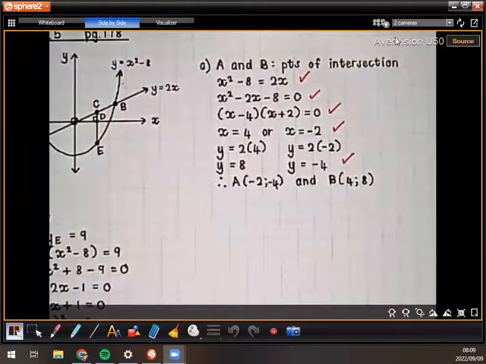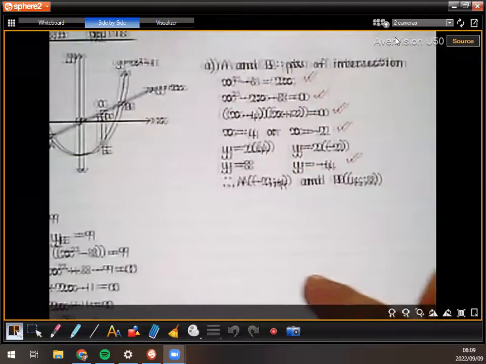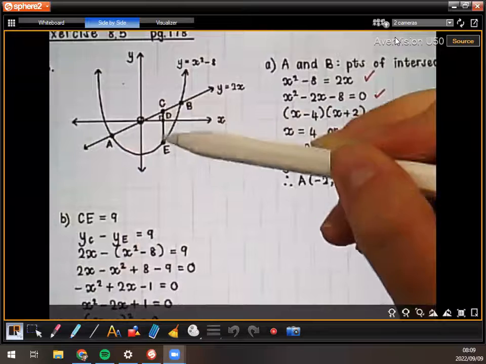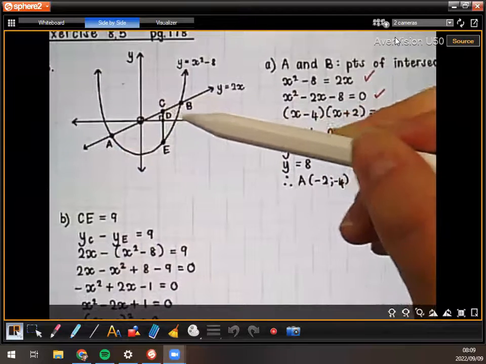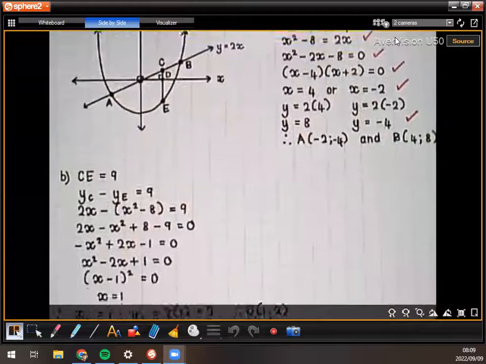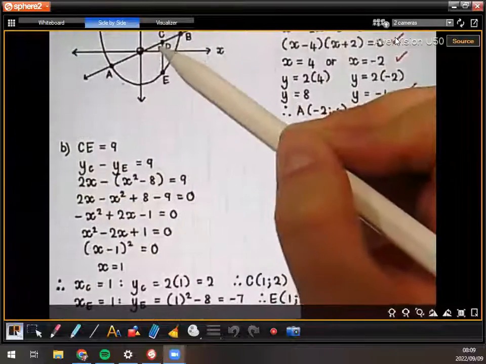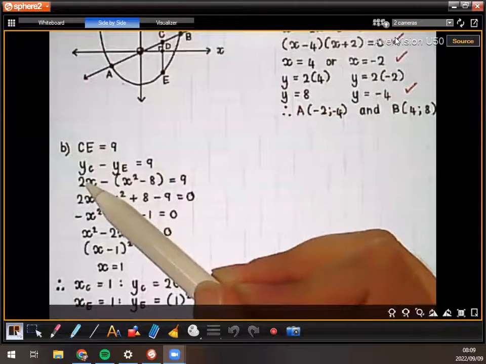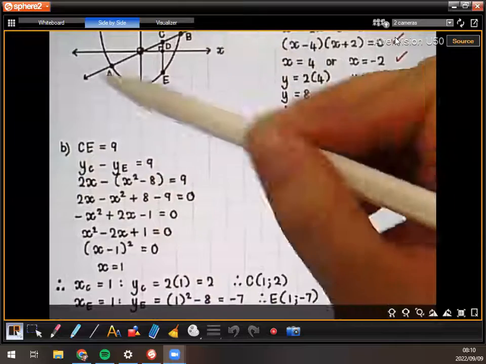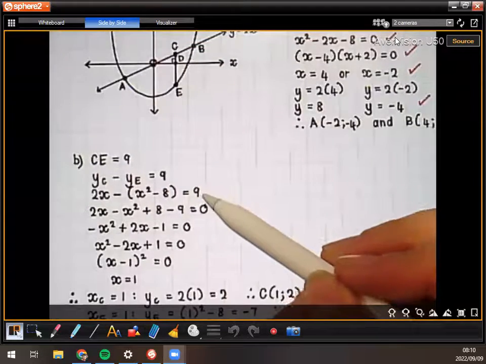Nice. Alright, so the next one says that CD equals 9. So that's what they said, and they wanted us to find the coordinates of C and D. Right, so they said that this length is 9, so we know that the y value minus the y value of C must be 9. So again, just like I think this is the last example that we did yesterday, you take the equation of the graph that C is on, which is a straight line, because that is an expression for y, minus the equation of the graph that D is on, which is a parabola, and then that length should be 9.